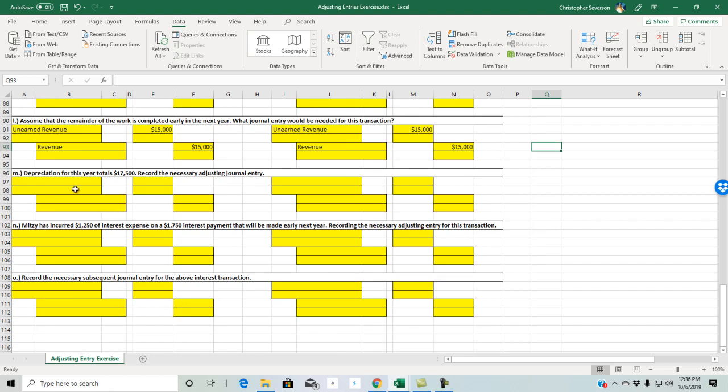Entry M. Depreciation for this year totals $17,500. So a depreciation entry is always going to be a debit to depreciation expense for that amount, and a credit to accumulated depreciation. Now notice, that's the odd thing about depreciation journal entries. We don't credit the asset to reduce it. Instead, we credit a contra asset, accumulated depreciation. Now, we did not record the purchase of this asset, so we're going to actually record this the same way under the alternative method.